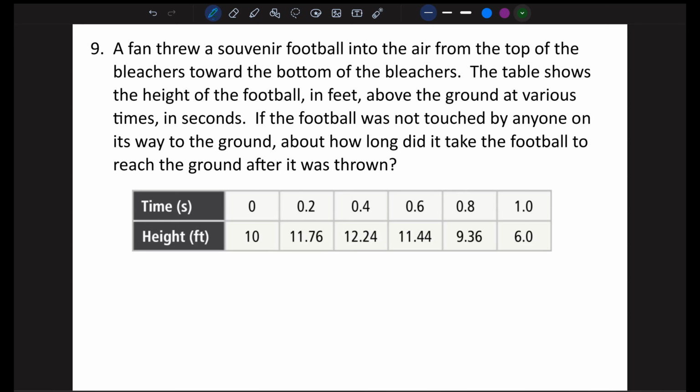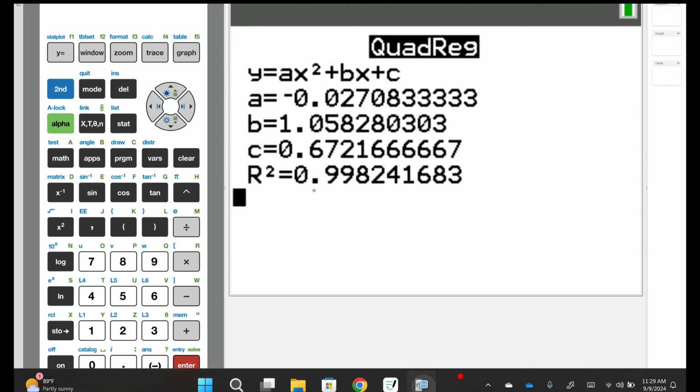Okay, so they gave me some data again. I don't know the equation to this. I don't know what the vertex is, but I'm going to use my calculator. And I'm going to do time as the x, and I'm going to do height as the y. So go to your calculator.